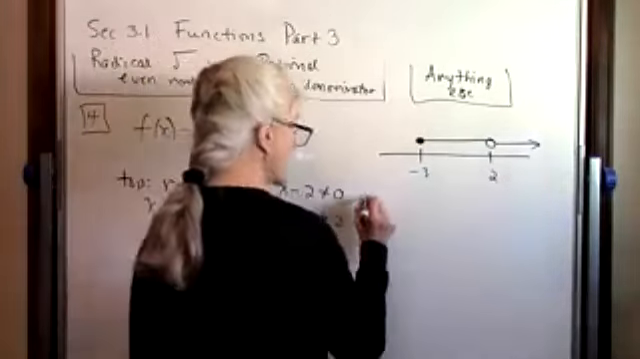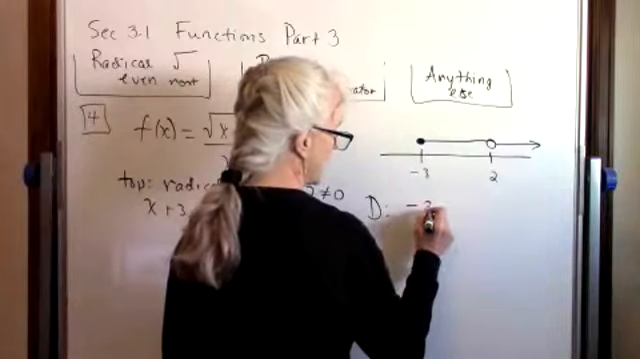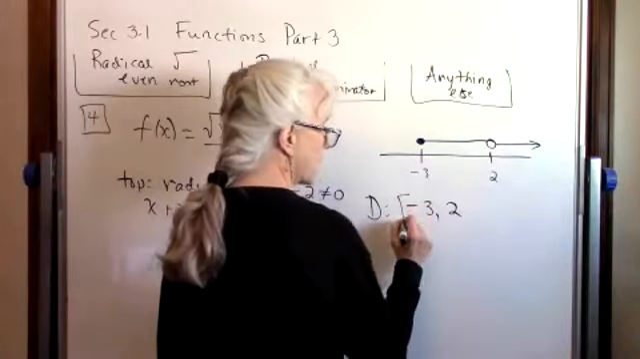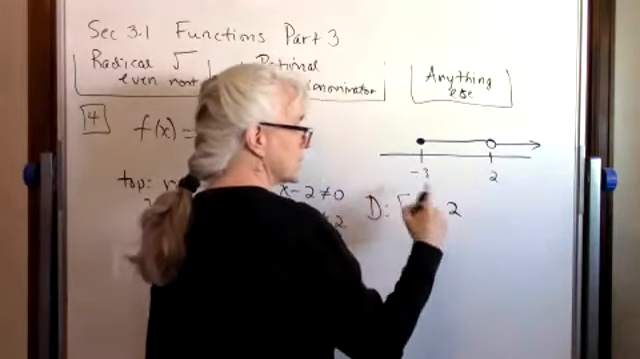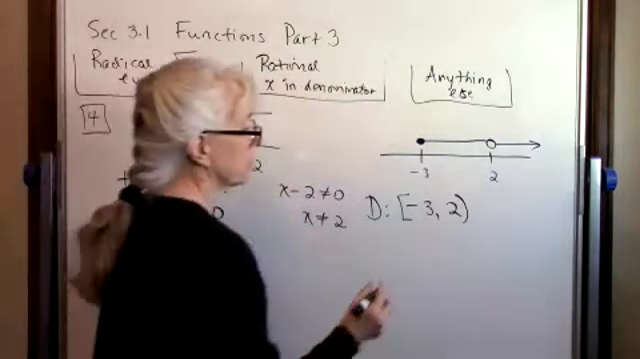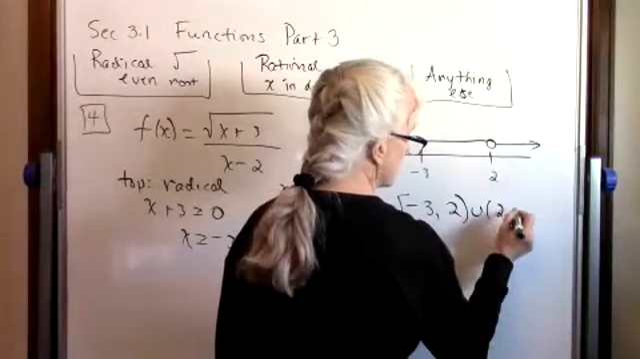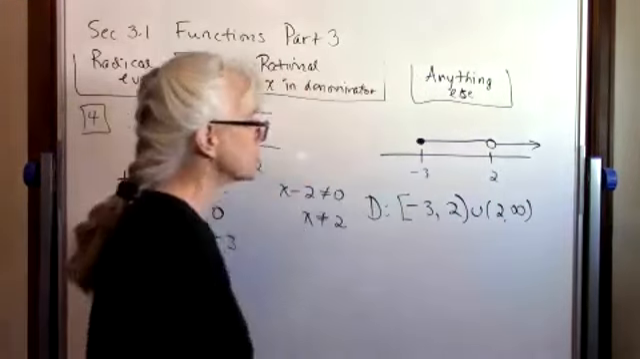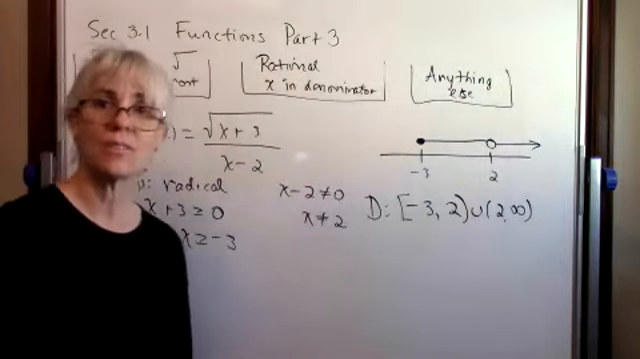To write the domain now, we're going to start with that negative 3 and go to 2. We need a bracket on the negative 3 because we can use it. We're going to use a parenthesis on 2 because we cannot use that one. And then union from 2 to infinity. And there's our domain. And that's how you find the domain of the function.